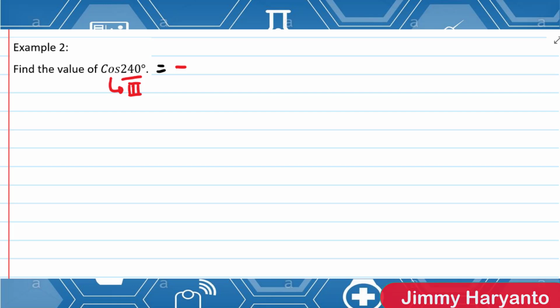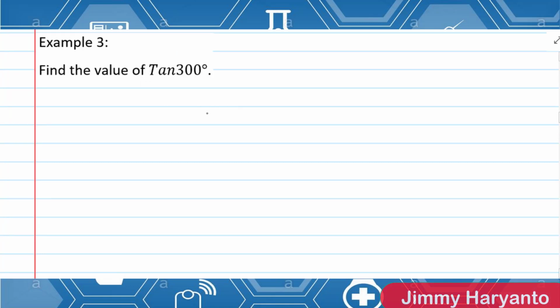Yeah, so in your mind 270 minus 240, it will be 30 degree, and then don't forget, because we use 270, we have to change the cos into sine. Yeah, so it will be negative half, guys. Okay, next, tan 300. Tan 300 is the same.